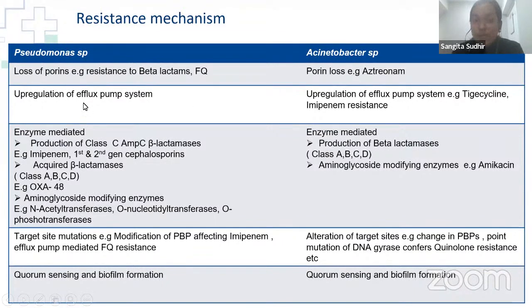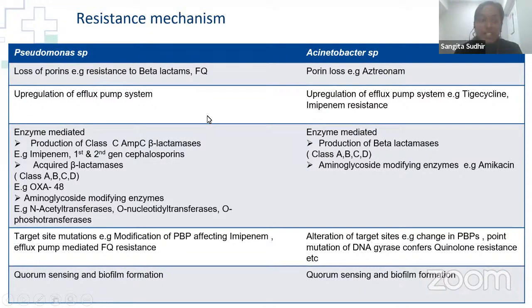Another thing is the efflux pump system. Upregulation of the efflux pump system in both these organisms will throw out the antibiotic and it will not be able to kill the organism. An example is tigecycline and imipenem resistance in Acinetobacter species.